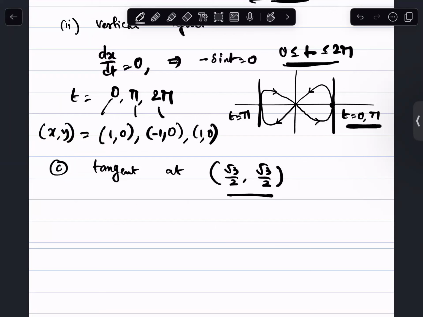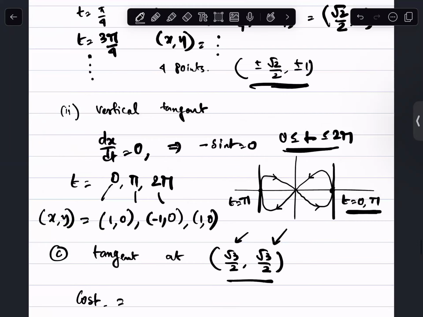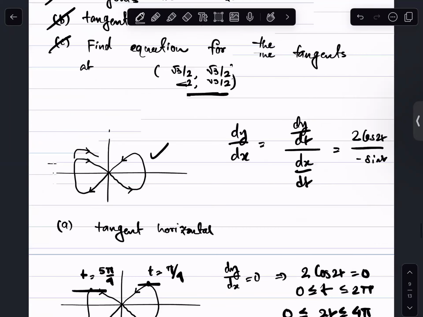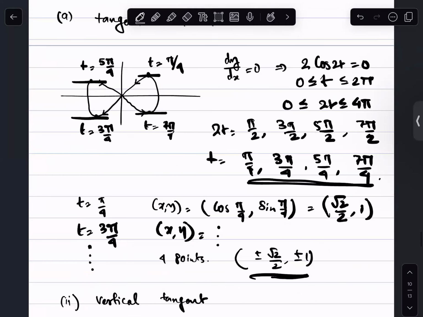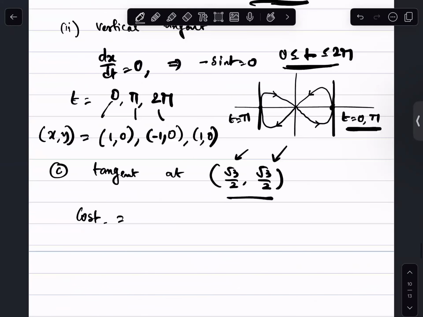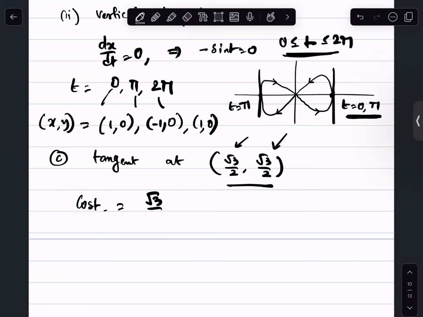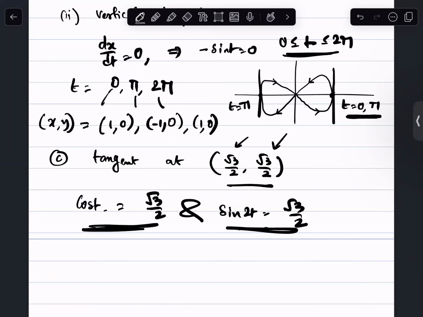Now my x is square root 3 over 2 and y is square root 3 over 2 as well. If I remember, my equation was given as x to be cosine t, and y to be sine 2t. So I should have cosine t to be square root 3 over 2 and sine 2t to be square root 3 over 2. I should get a t for which both of these equations are simultaneously satisfied. If you carefully look, you will get t equal to pi over 6 out of this.